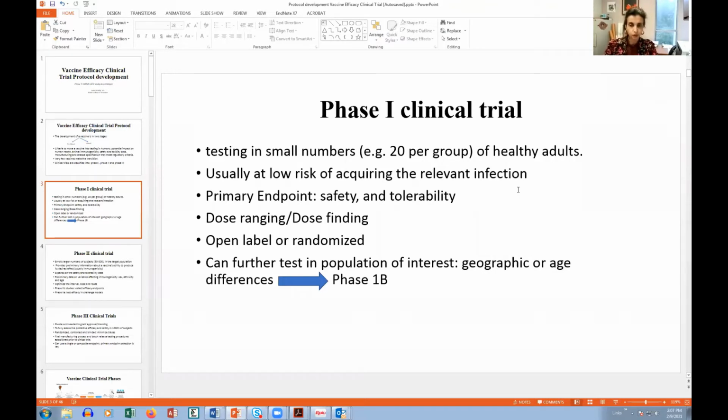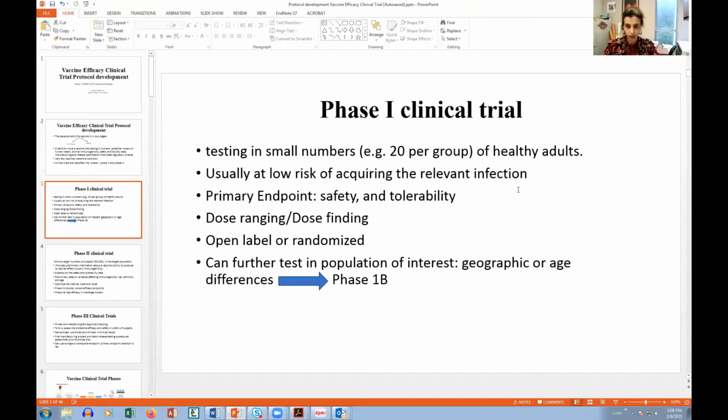The primary endpoint is usually safety and tolerability, and attempting to find the right dose to move into further testing. So they are considered dose ranging, dose finding. Often they are open label, but they can be randomized. And sometimes they are taken further into development under the phase 1 umbrella in a group of interest. And I can think of the malaria vaccines.